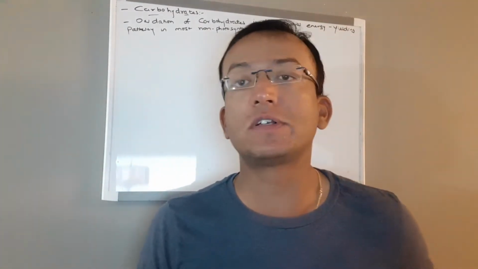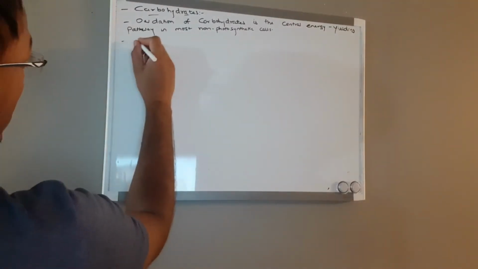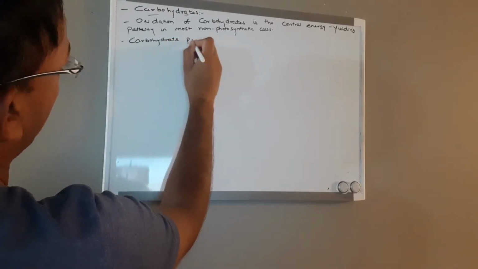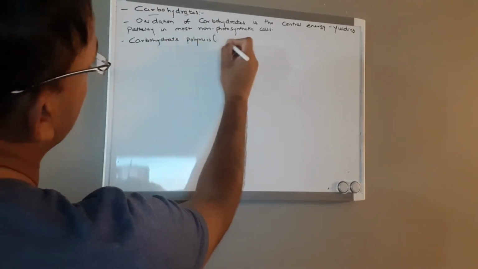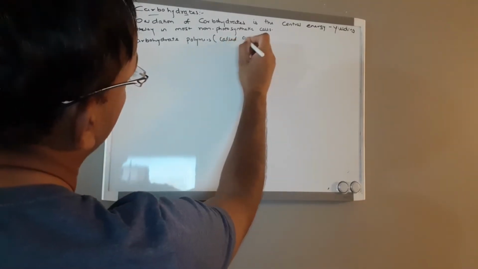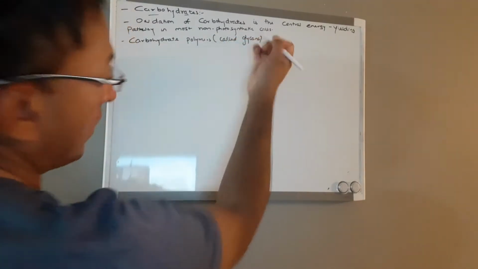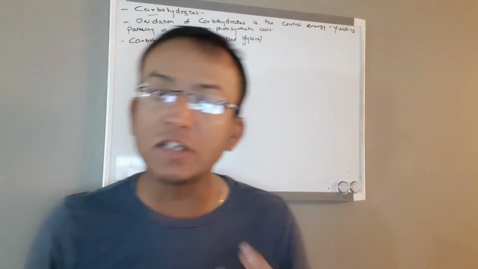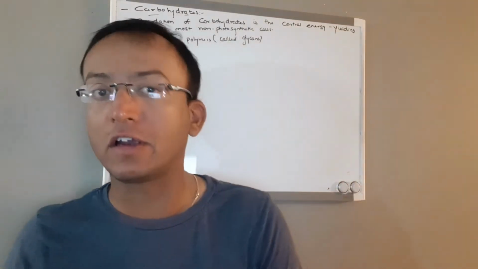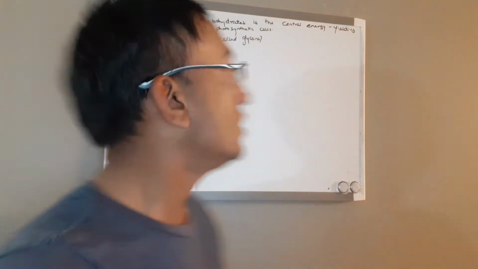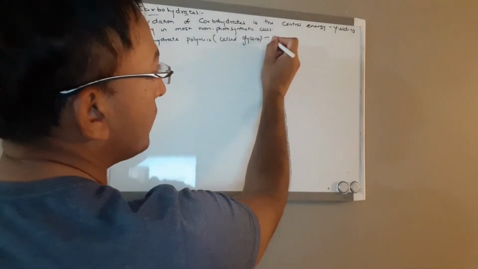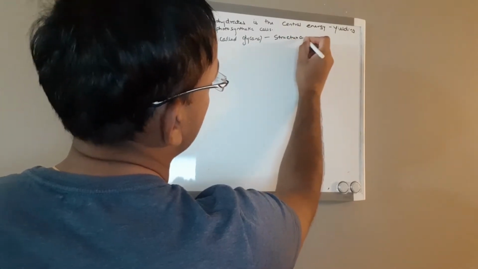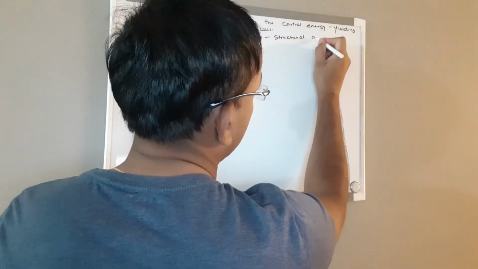There are carbohydrate polymers as well that are called glycans, right? They serve as structural and protective elements in the cell walls of bacteria and plants and in the connective tissues of animals, right? So the function of this is that it helps as a structural and protective element.